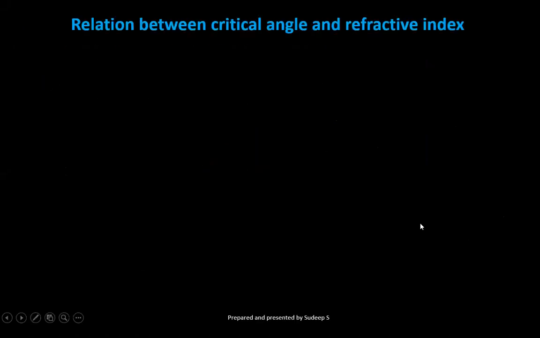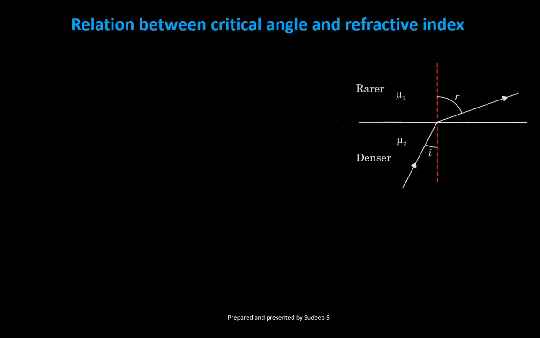Let us see the relation between critical angle and refractive index. Okay, so this is my angle of incidence and that is my angle of refraction. So for critical angle, whenever my angle of incidence will be equal to the critical angle, in that case my angle of refraction will be 90 degrees. You have to remember this, okay.